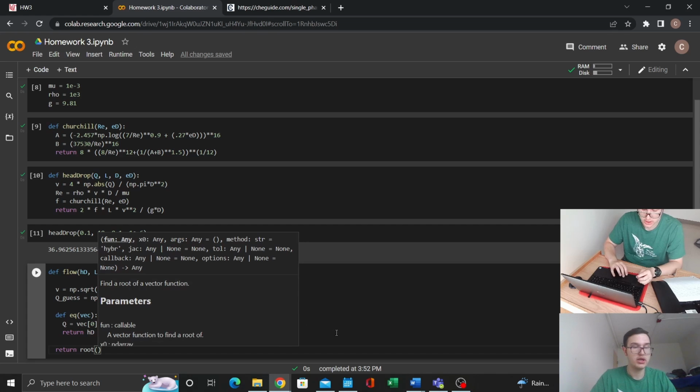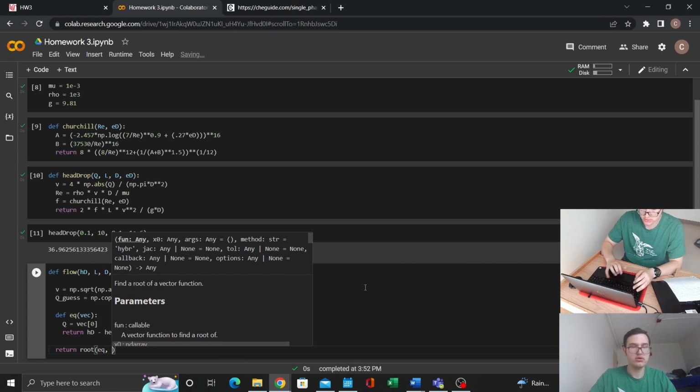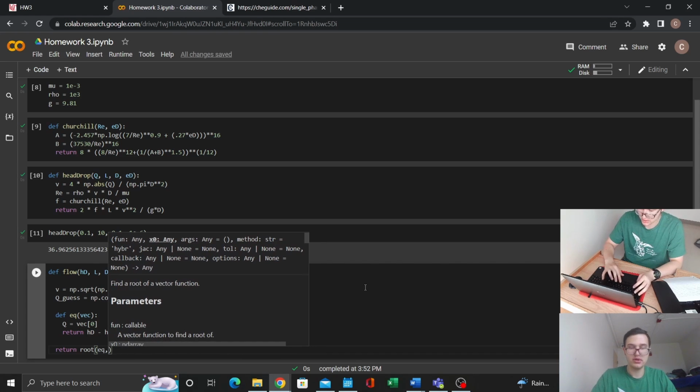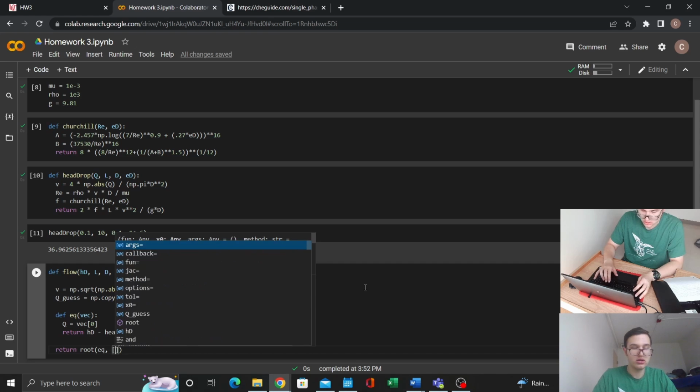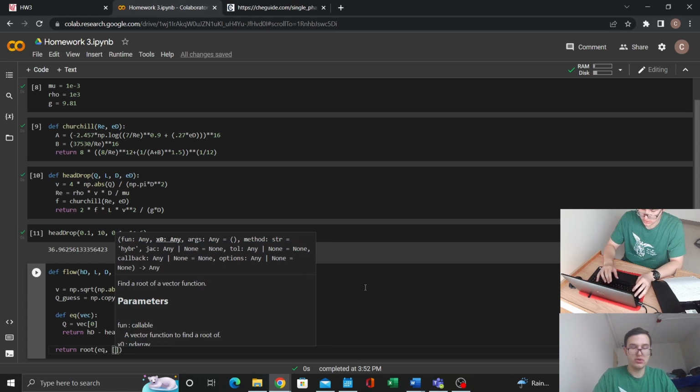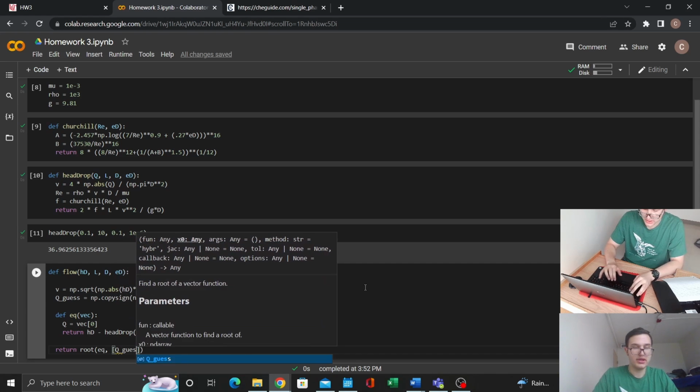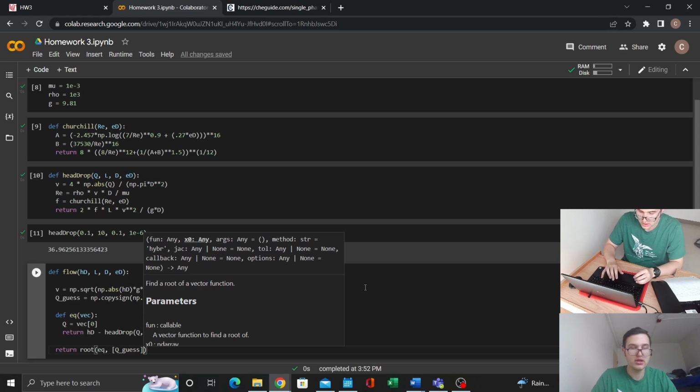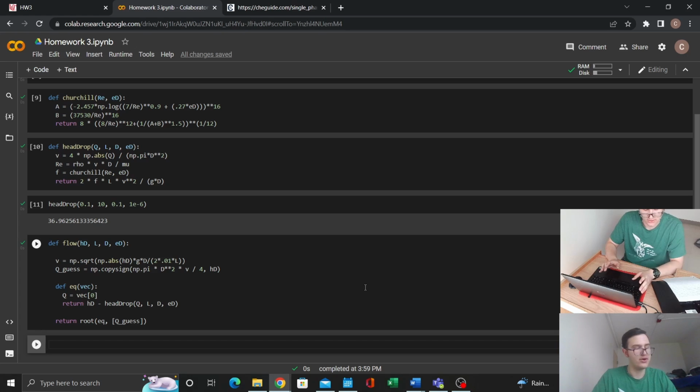Return root function, so EQ, our equation. X naught, we want to use our Q guess, and that should be it. So if we shift enter, there's no immediate errors, which is good.